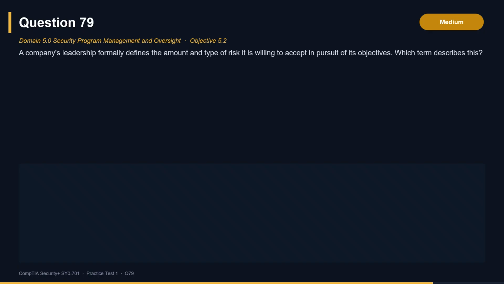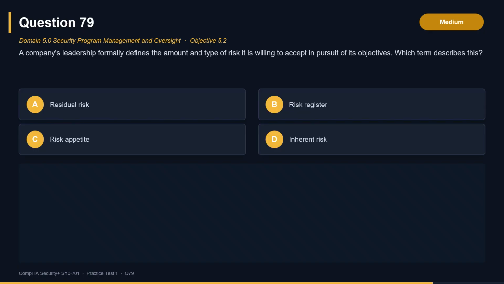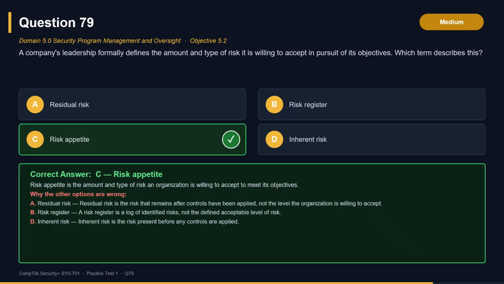Question 79. A company's leadership formally defines the amount and type of risk it is willing to accept in pursuit of its objectives. Which term describes this? The correct answer is C, risk appetite. Risk appetite is the amount and type of risk an organization is willing to accept to meet its objectives.